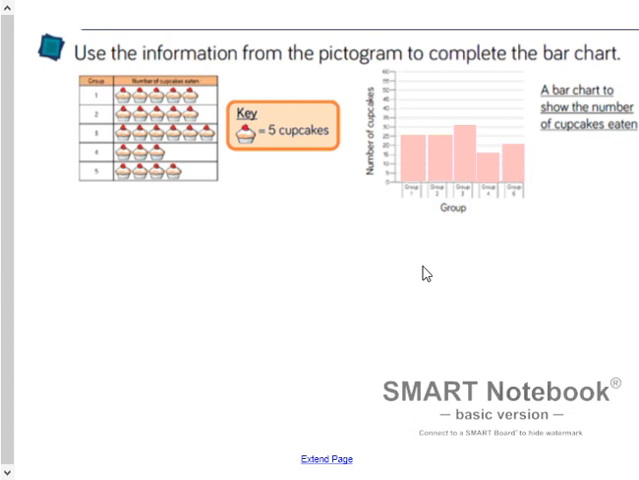I don't mind which way you prefer to represent your data. For me, I find this really easy because I can see straight away group 3 ate the most cupcakes and group 4 ate the least number of cupcakes, and group 1 and 2 ate the same number of cupcakes.